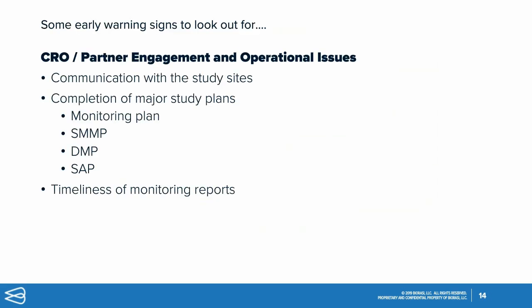The second category of big risk indicators that we wanted to review is actually the partner engagement, the engagement with the CRO, the engagement with the study site, and other operational issues that you can look out for early on in the program that might indicate some serious issues. The first one that I mentioned is really communication with the study sites.